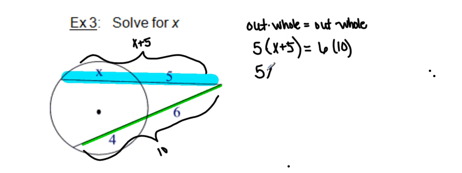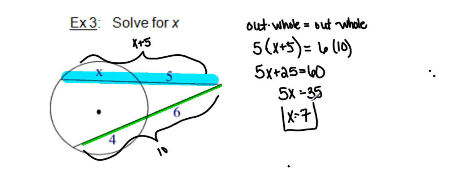So 5x plus 25 when I distribute is going to be equal to 60, making 5x equal to 35 and x equal to 7. Notice how for this problem, because I knew I was going to have to use the length of the whole segment, I labeled the length of the whole segment in the picture. And that might be a really good strategy for you to use as you're working through these also. If they don't give you the length of the whole segment, take a minute and just write it down in your diagram, because that way you'll have it when you need it.